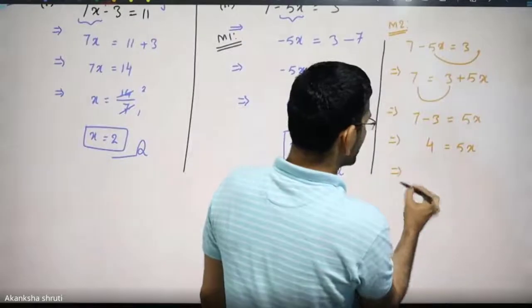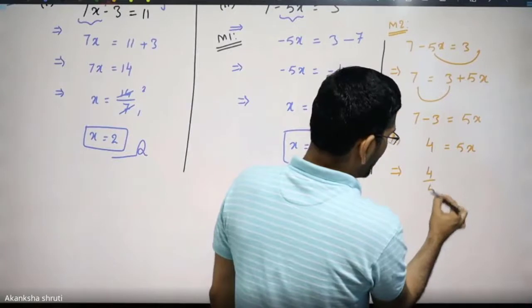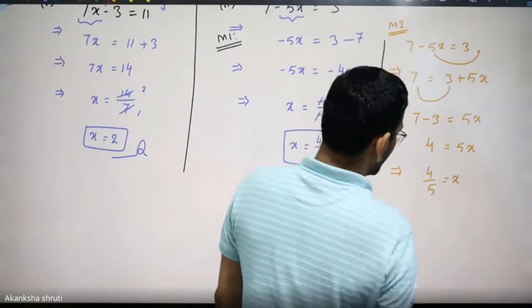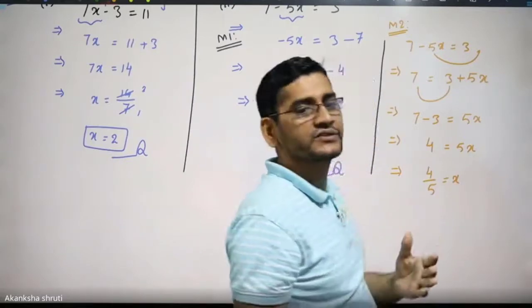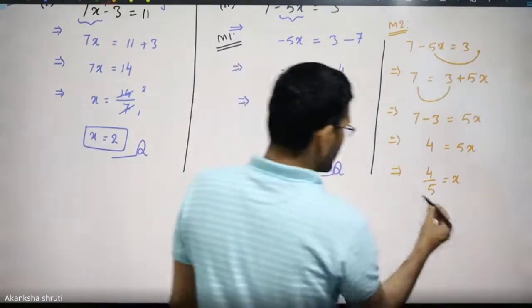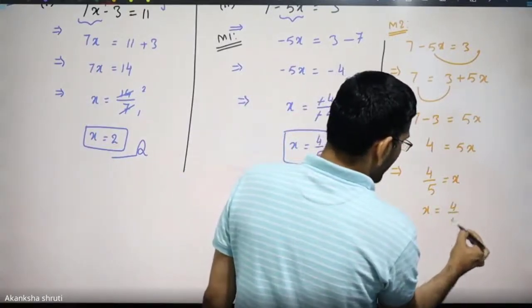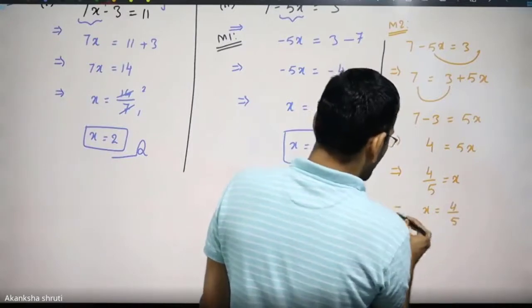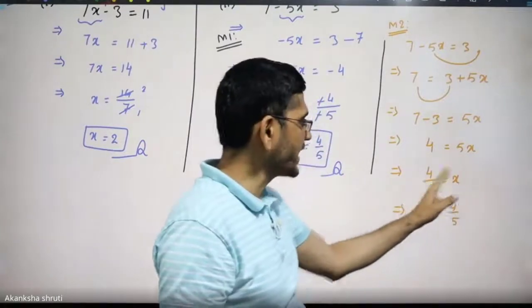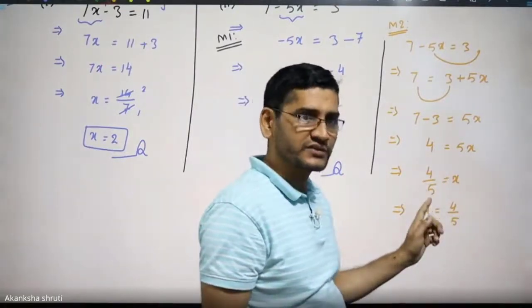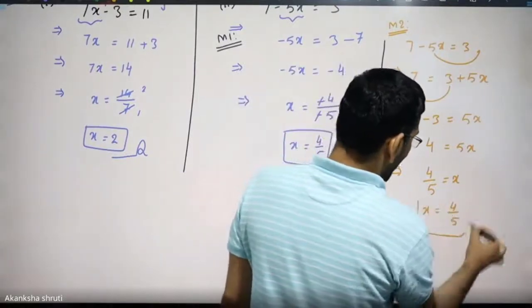Now apply the cross multiplication rule. This 5 will come in denominator, so 4 by 5 is equals to x. So by getting this x on the left hand side or right hand side, that doesn't make any change. It is the same as this one, because x is 4 by 5. When left is written on right and right is written on left, both sides are interchanged, then no need to change the sign. Why? Because the sign on both the sides has got cancelled.